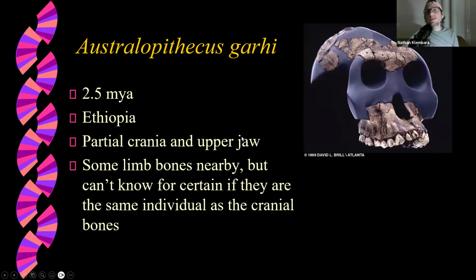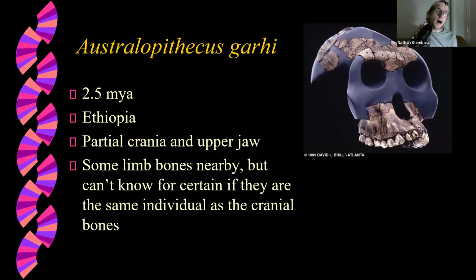And during this period, we have other species start to pop up. So one of these species that's from East Africa, from Ethiopia, is Australopithecus garhi. And this dates to 2.5 million years ago. We don't have a lot of bones from it. We have parts of its crania. So you can see in the photo the bones that we actually have. We have a little bit of its upper jaw.